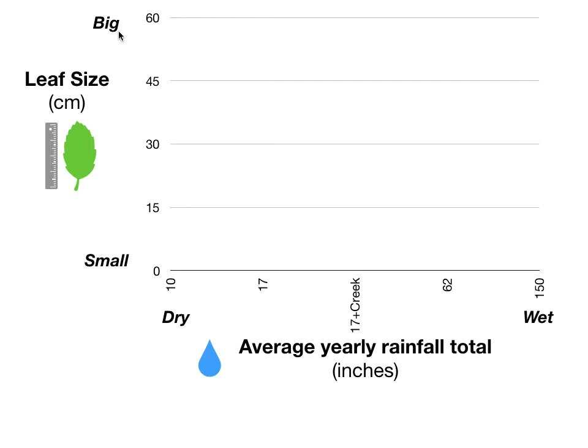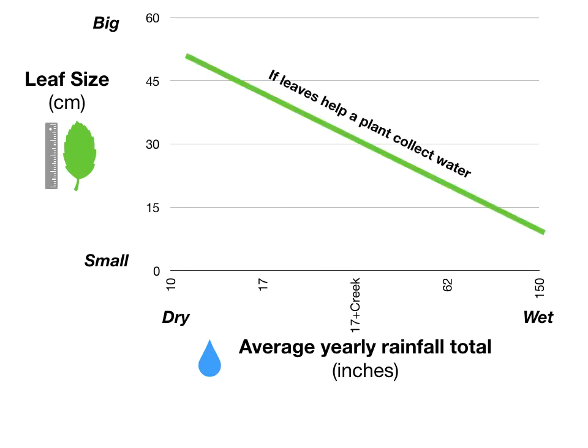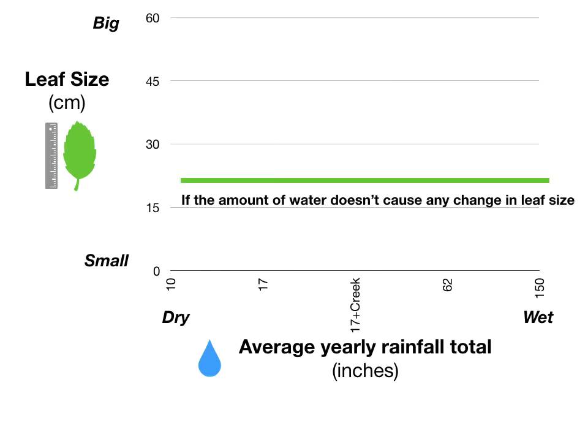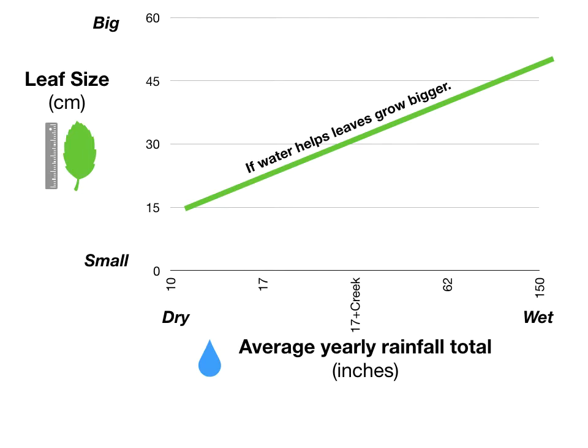And so then we can ask our students to draw. We can use the Zoom annotation feature and have our students draw what they think this graph might look like. And a lot of our students actually start with this. They say that leaves are going to help the plant collect water. They have this misconception. And so a plant in a drier place is going to need a bigger leaf. And so that might look like that. Other people might say that the amount of water doesn't cause any change in the leaf size at all, and it might look like that. And lastly, if water somehow helps leaves grow bigger, we might see a graph like this.